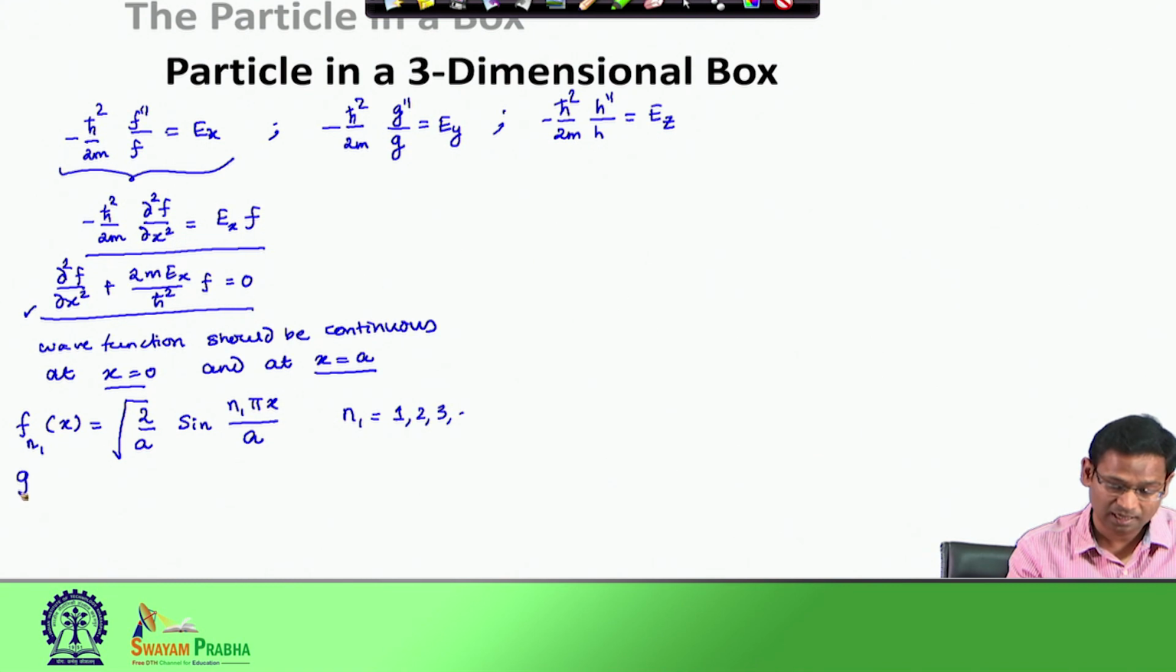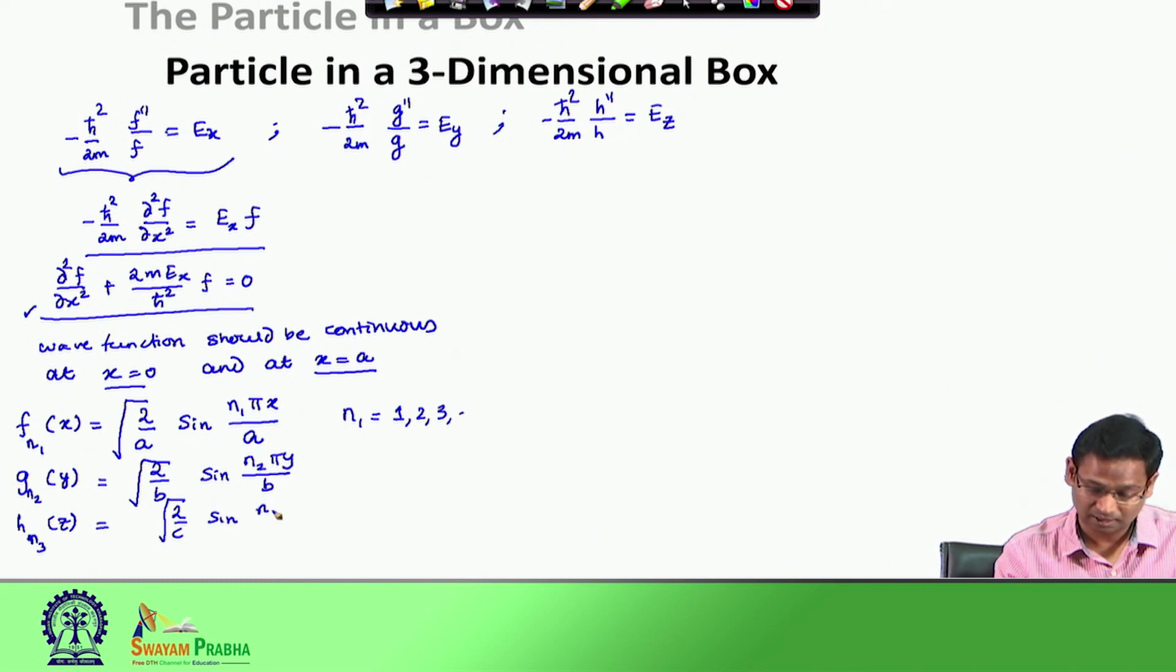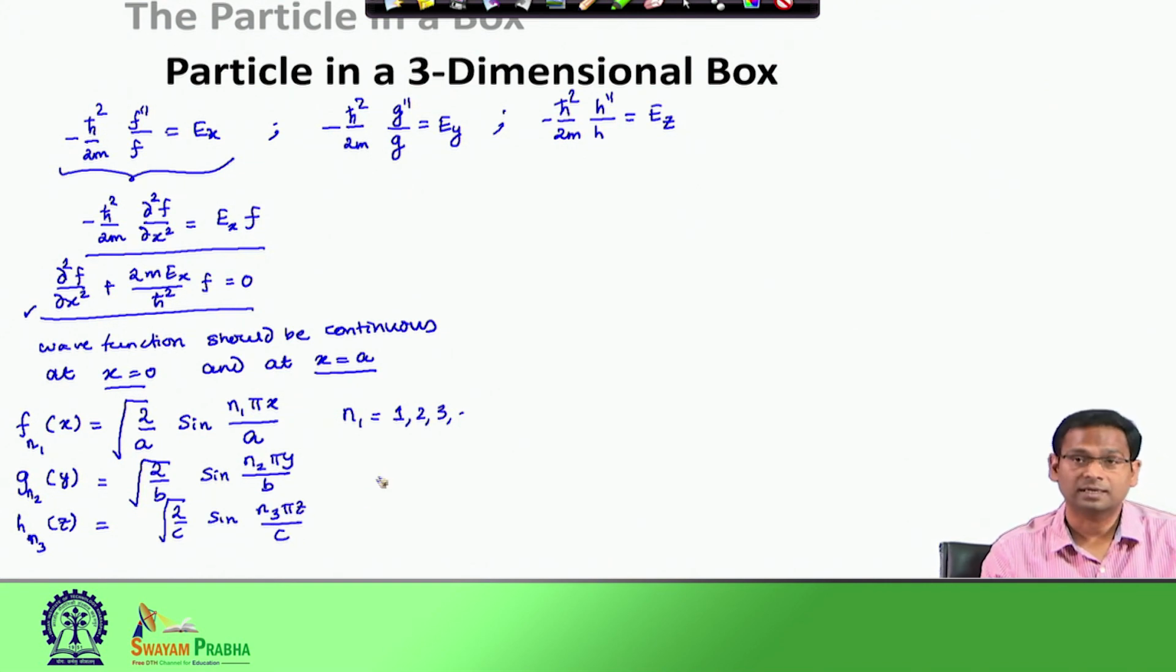And similarly, I can write the function g, which will be a function of y, with n 2. And the function h, which will depend on z, as 2 square root 2 over c sin n 3 pi z divided by c, where a, b and c are the size of the cuboid along x axis, y axis and z axis. And in this case, n 2 also goes 1, 2, 3 and so on, n 3 can also become 1, 2, 3.